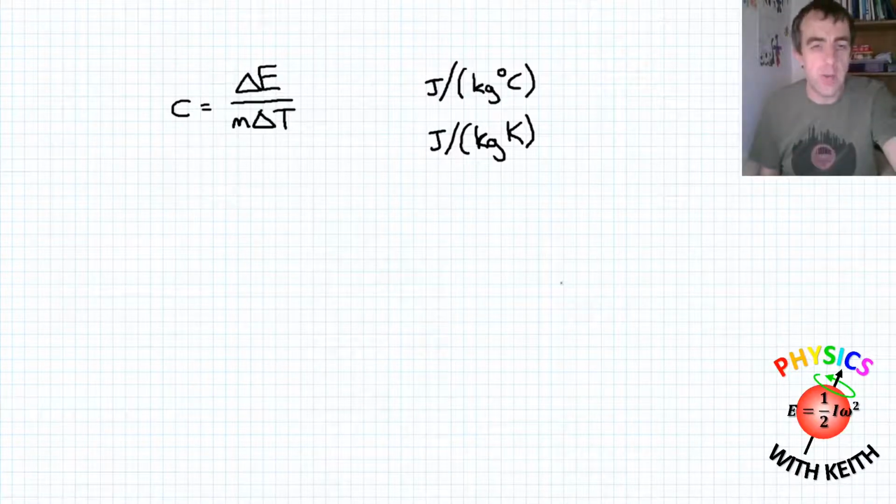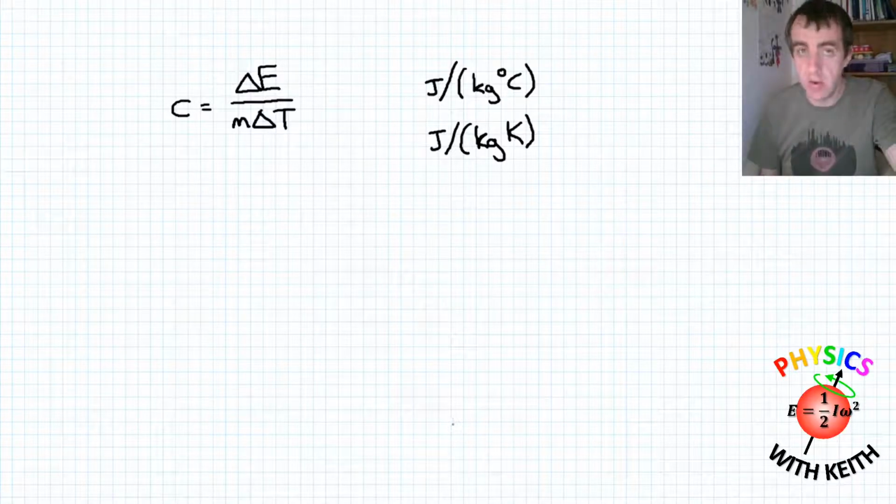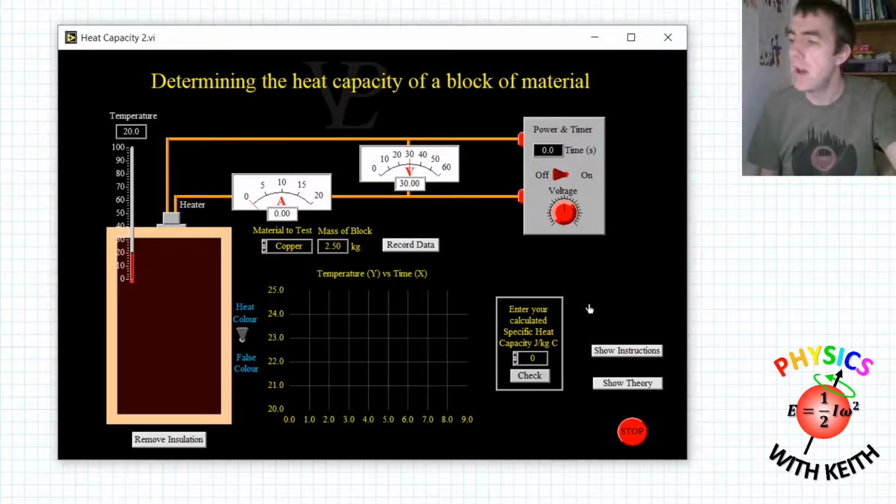Now, one of your required practicals or core practicals is to measure the specific heat capacity of a substance, and it may be a solid or it may be a liquid, and it's the same approach for both. So I will show you measuring the specific heat capacity for a solid. Here I have the solid.